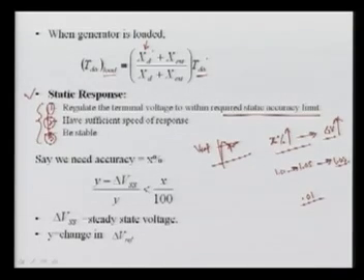Now let us see the static response, and let us say we need an accuracy of X%. X may be 0, X may be 1, X may be 2%.